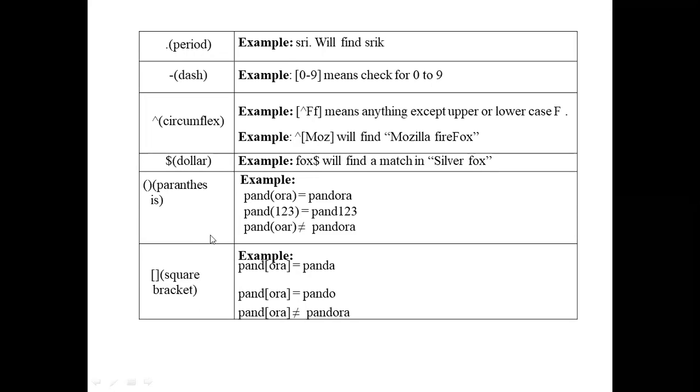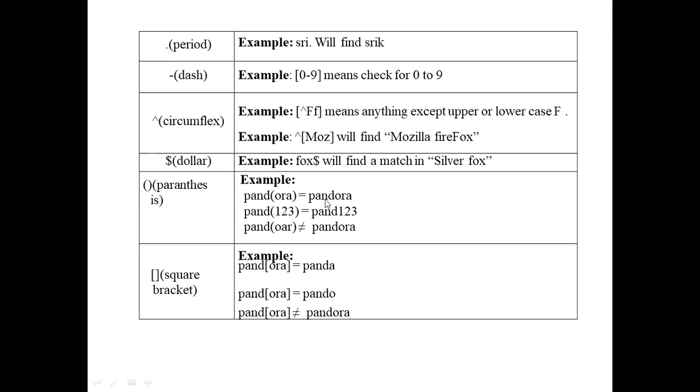Next, parenthesis. Parenthesis is used to group parts of our search expression. Here the given string is Pandora. So pond(ORA) matches Pandora, and pond(123) matches pond123. Next one, pond(OAR), does not match Pandora. Parenthesis is used to group parts of our search expression.